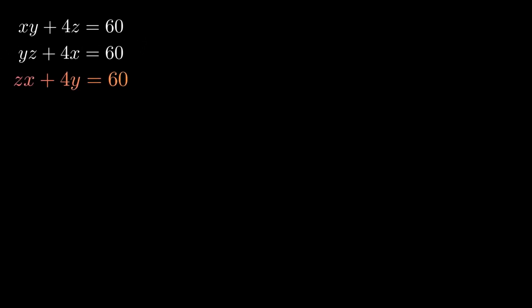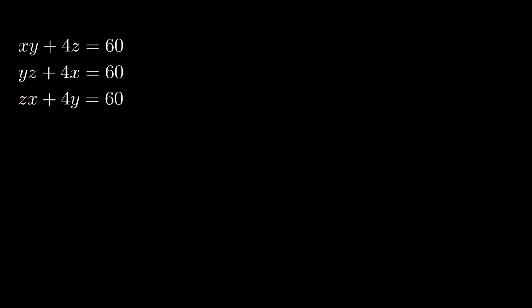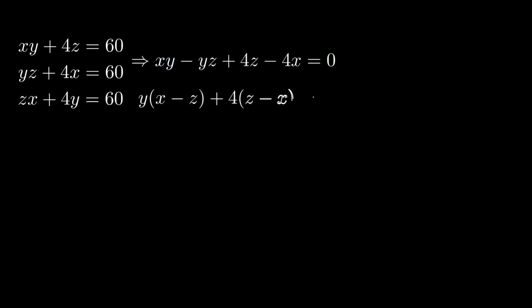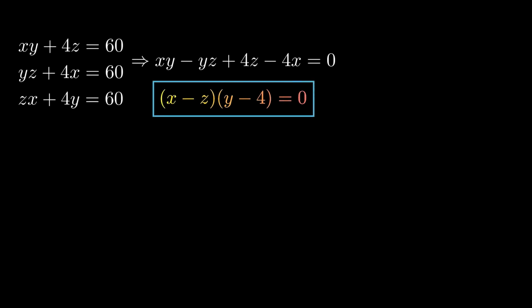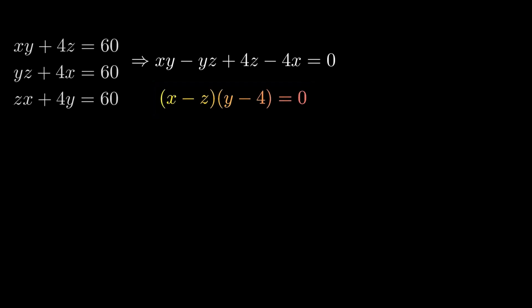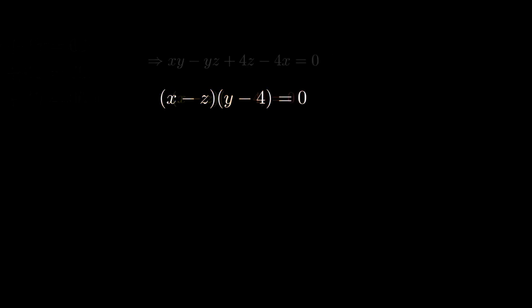If we subtract the first two equations and factorize the result, we uncover an intriguing product: (x minus z) times (y minus 4). What does this tell us? It tells us that either x equals z or y equals 4.